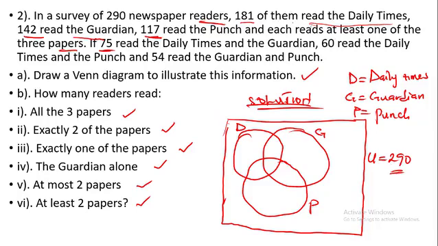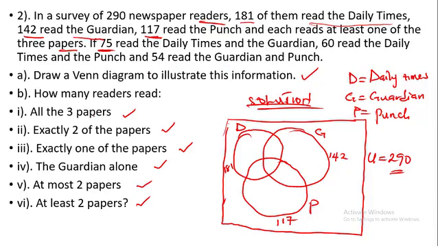Okay, now they told us that 181 read the Daily Times, so we'll write 181 here, and 142 read the Guardian, so here is 142, and they told us that 117 read the Punch. This is 117. Okay, now we are told also that 75 read the Daily Times and the Guardian, 60 read the Daily Times and the Punch, and 54 read the Guardian and Punch.